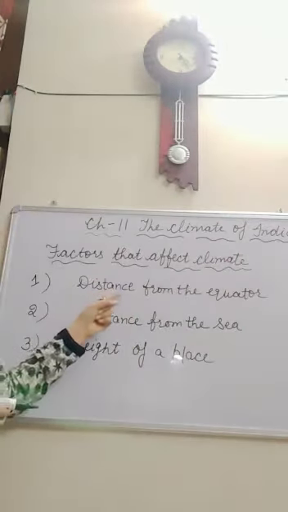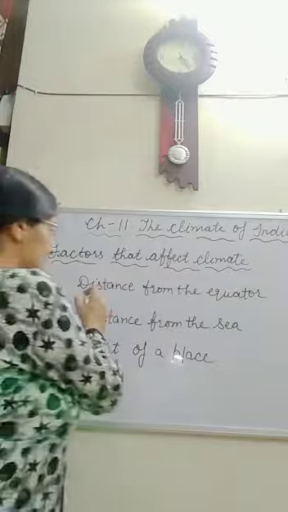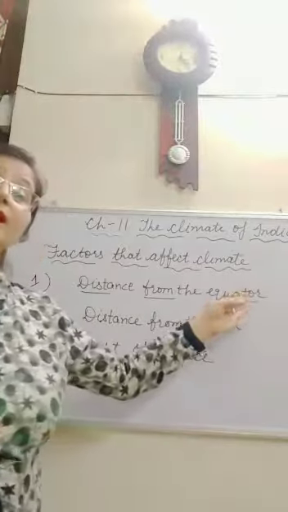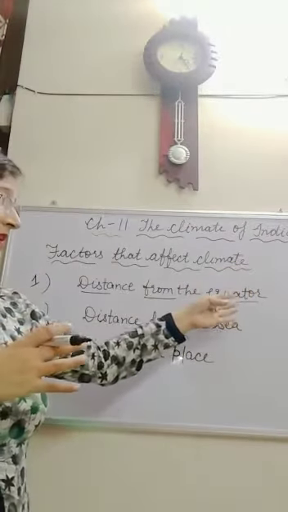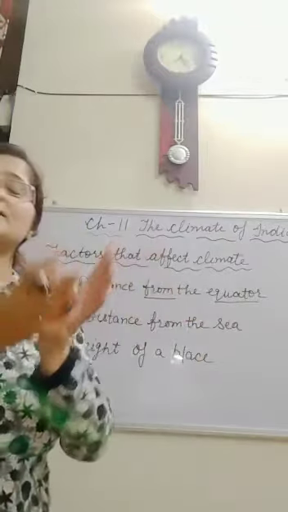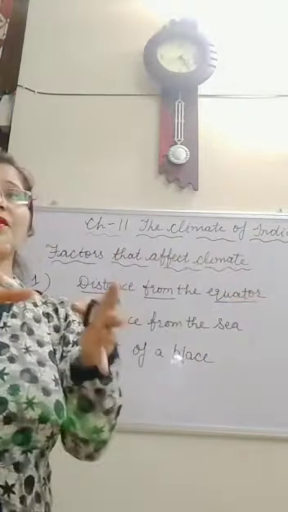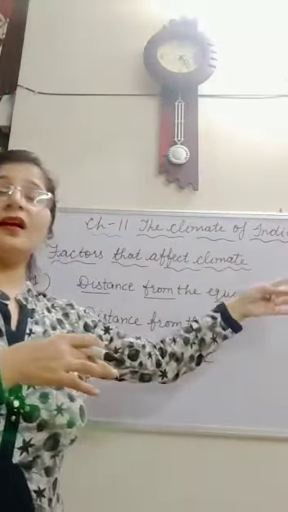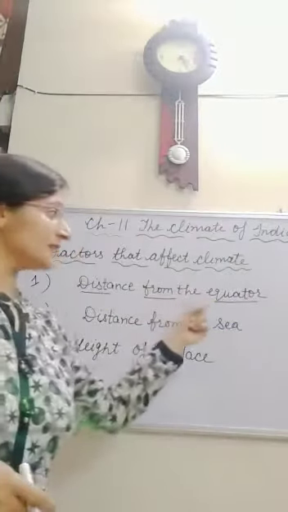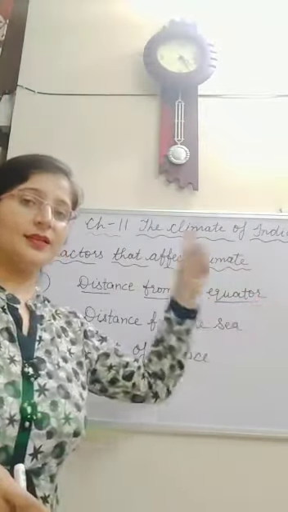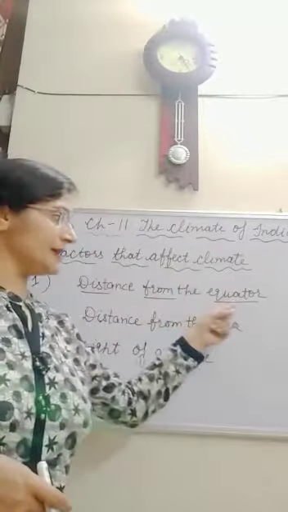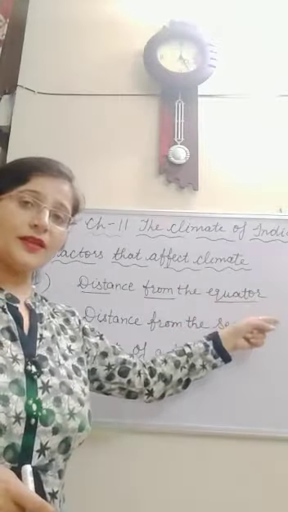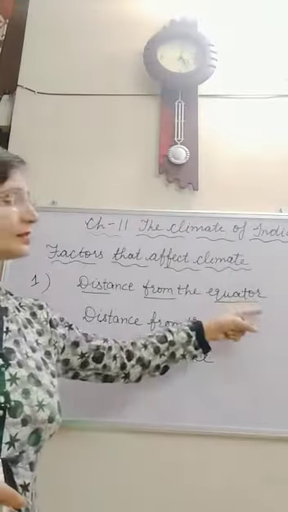Here is the first factor, distance from the equator. So dear children, what do you mean by the equator? Equator is an imaginary circle around the Earth, and the equator divides the Earth into two equal parts. Number one is the northern hemisphere and number two is the southern hemisphere.